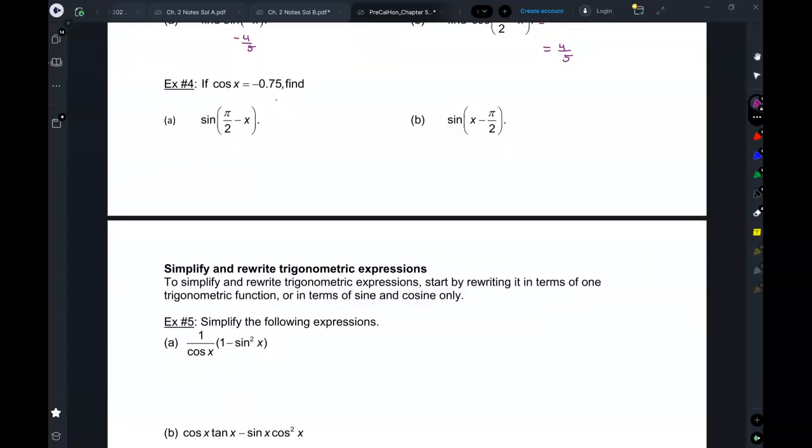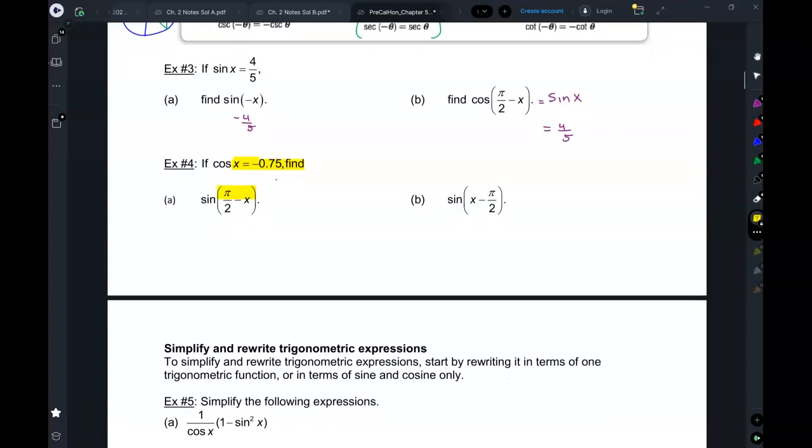Take a look at this one now. I have cosine of x equals this. This is what I'm given. So now, what is sine of pi over 2 minus x? This is equal to cosine of x, which is negative 0.75.